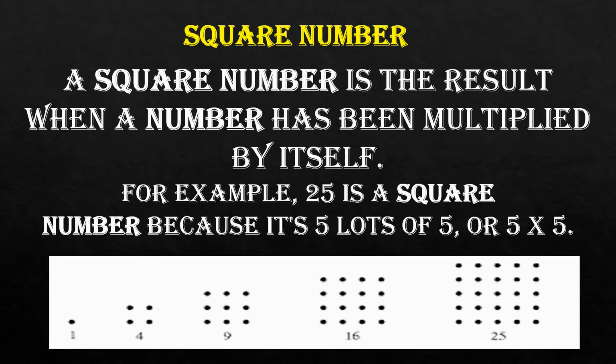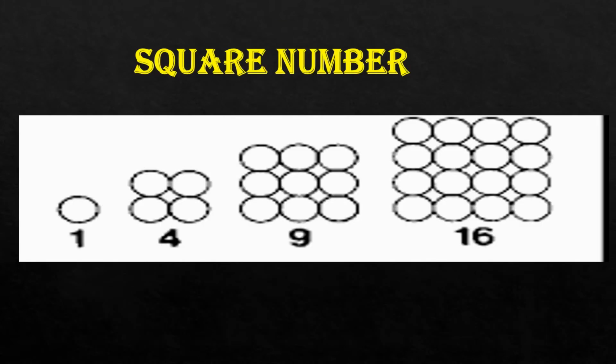So here you can see some square numbers. So 1, 4, 9, 16, 25. So here these numbers are being multiplied by themselves. So here you can see the pattern of these numbers. It is in the form of a square. So students, here you can see.